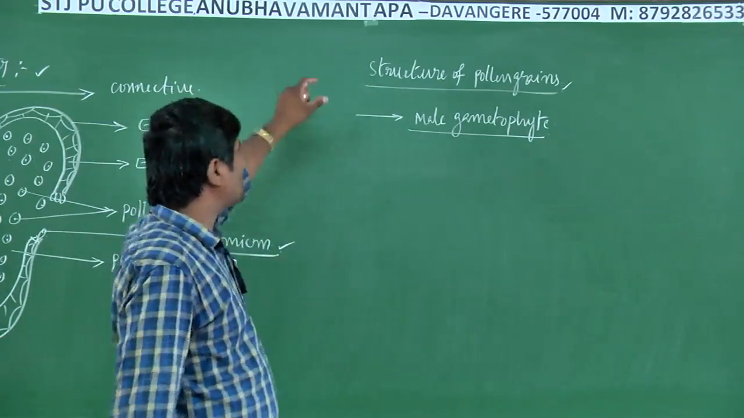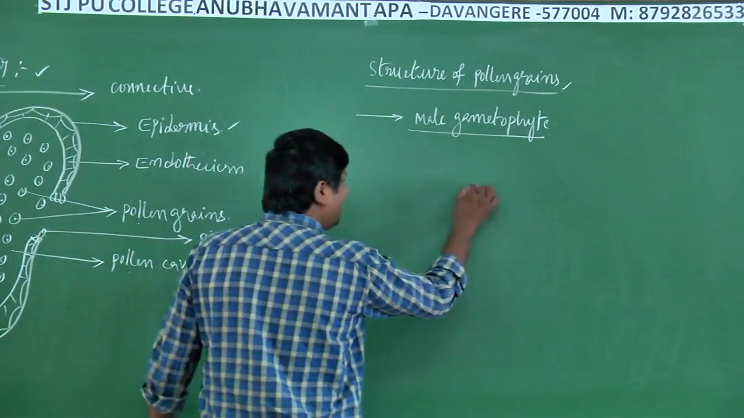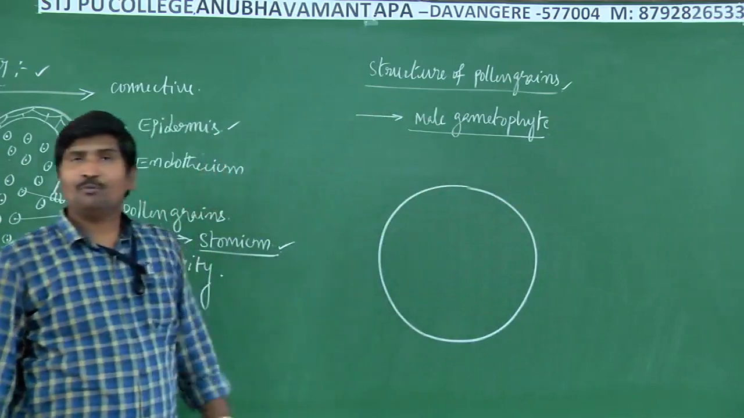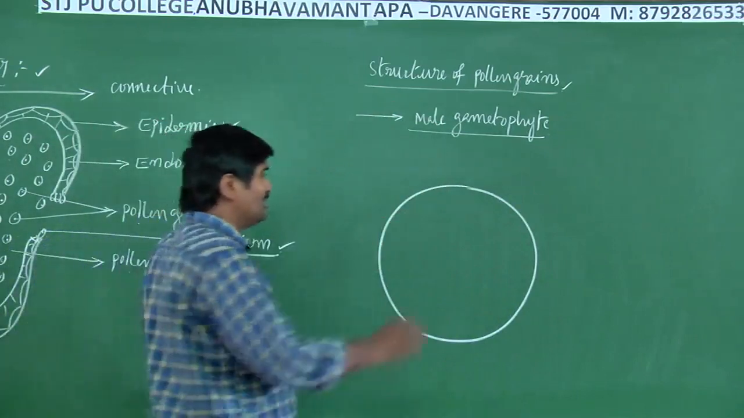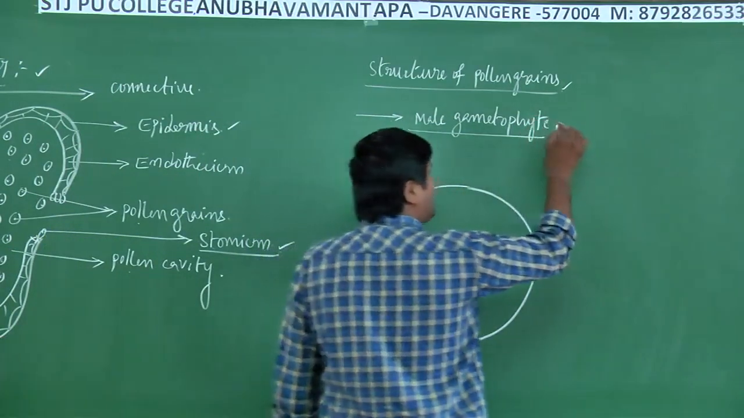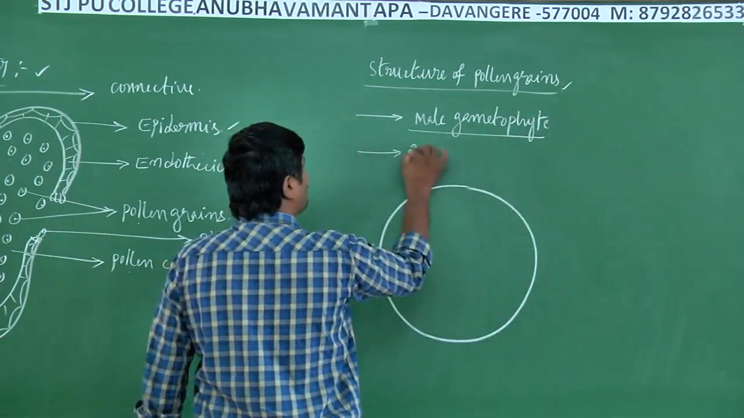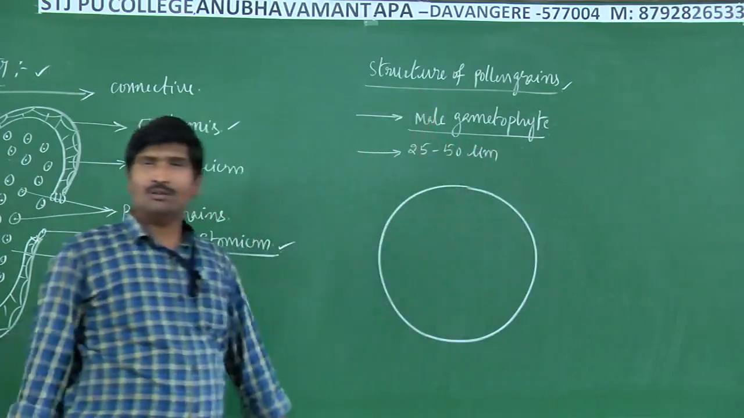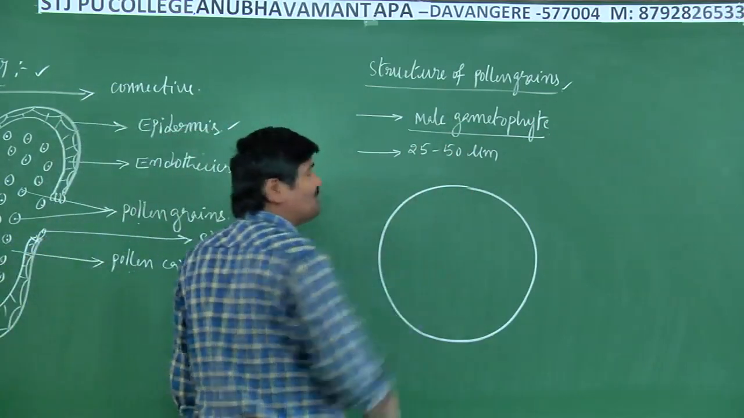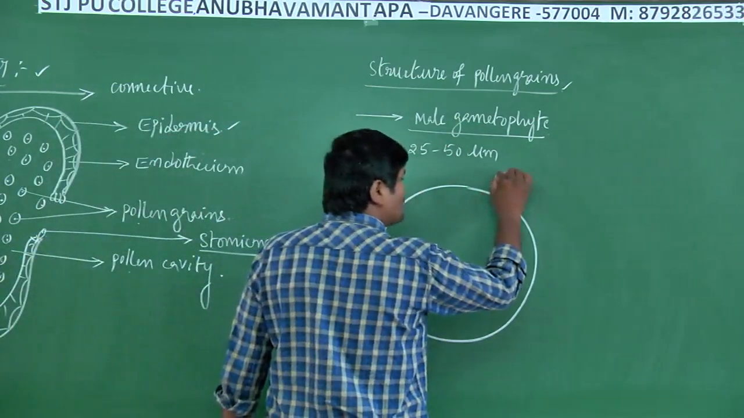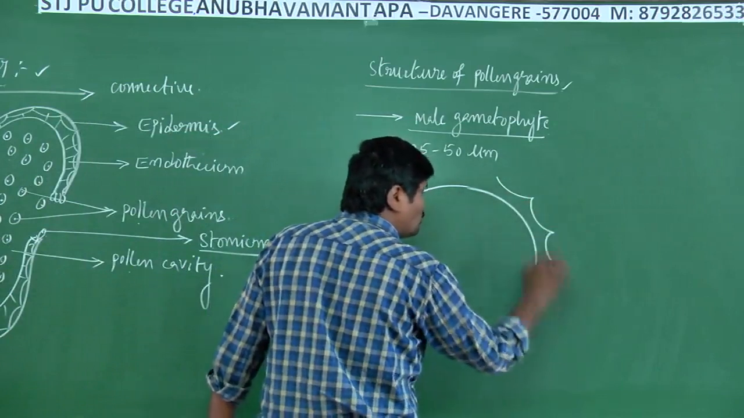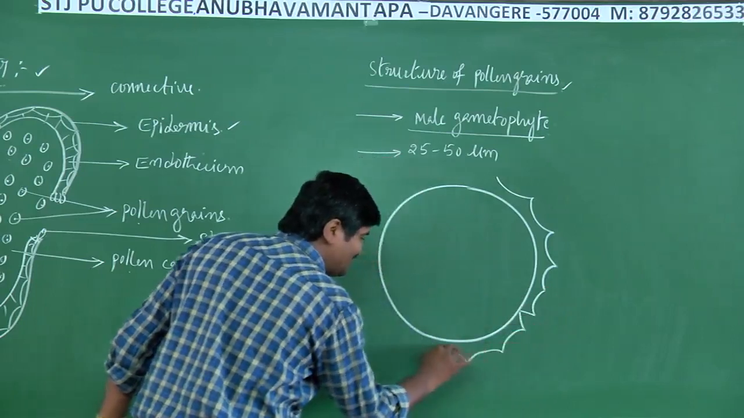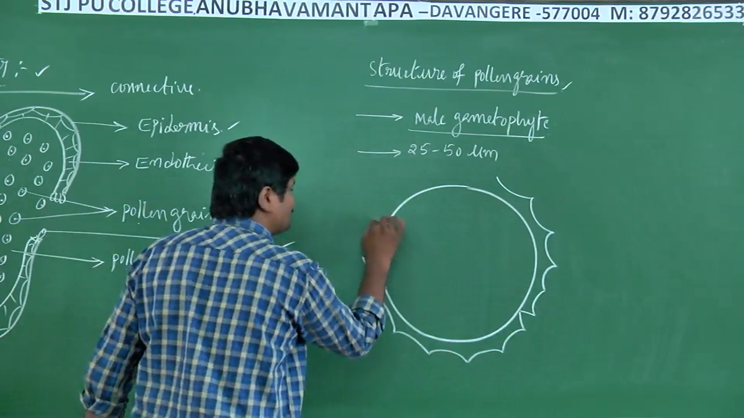Generally, the pollen grain is spherical in structure, measuring about 25 to 50 micrometers in diameter. Next, the pollen grain is enclosed by two pollen layers. This is the outermost pollen layer.